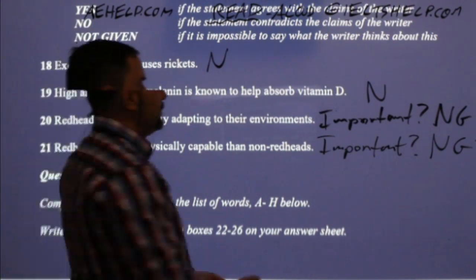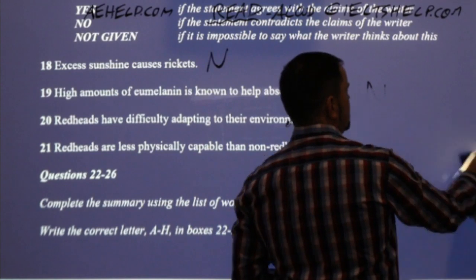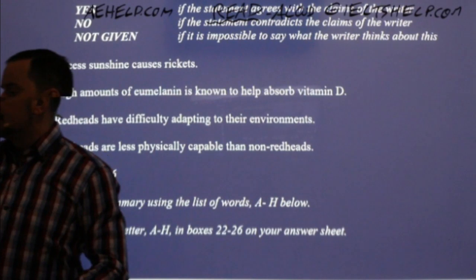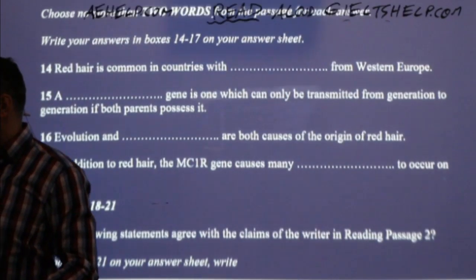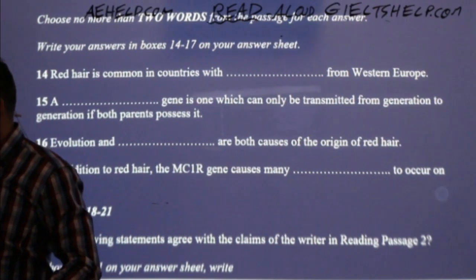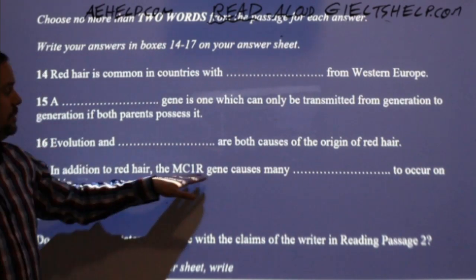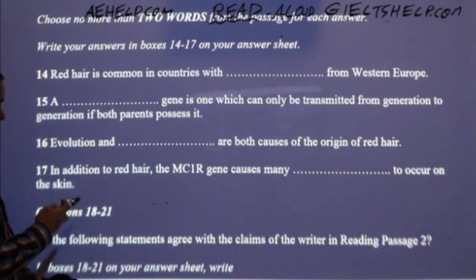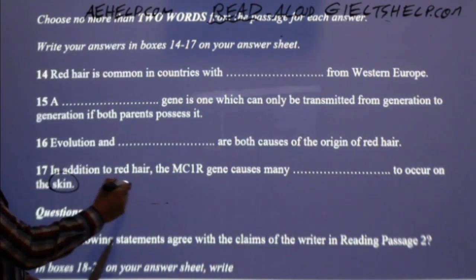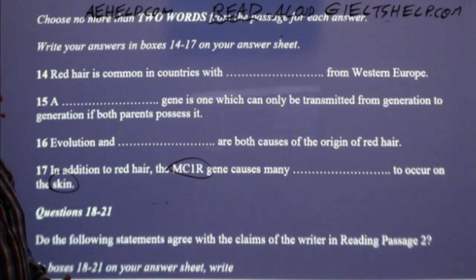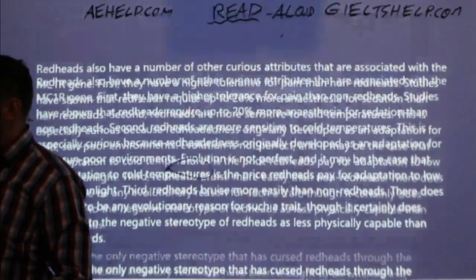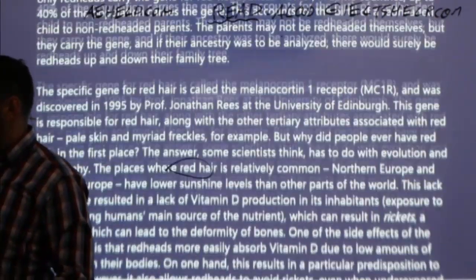All right. I think, was it Ferdovs that was asking me about freckles, that last one? So how to search for it back here. So the MC1R gene causes many something to occur on the skin. Skin is the word that I would look for. MC1R gene is what I would look for to try to figure out what that is. So I go back, and the MC1R gene pops up a few times here.